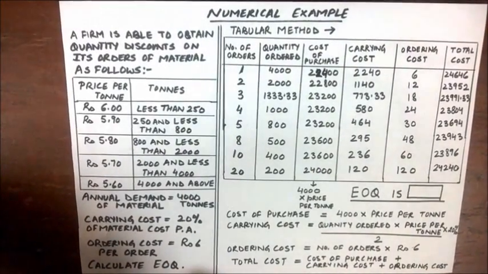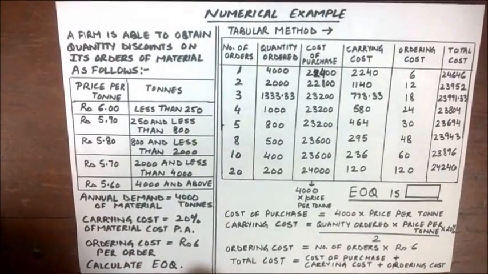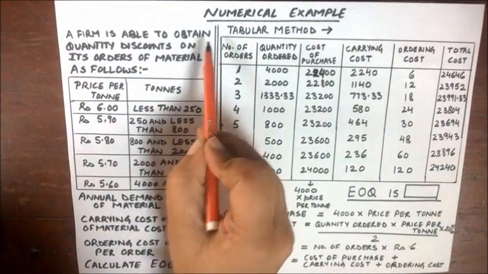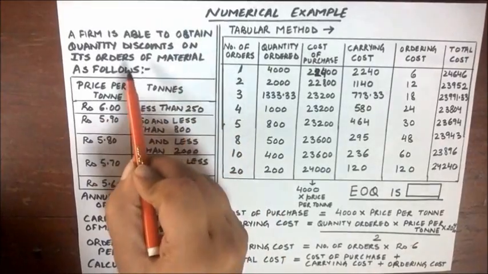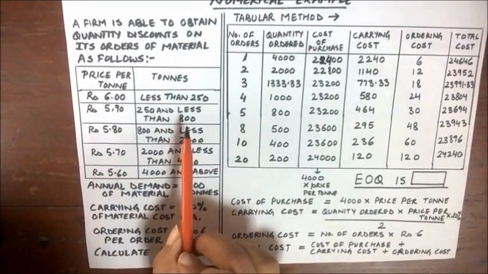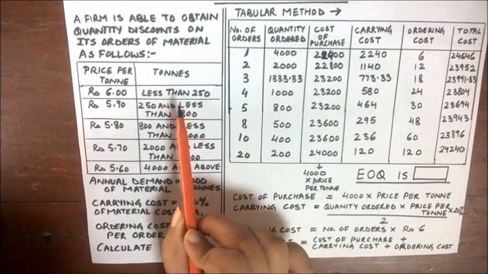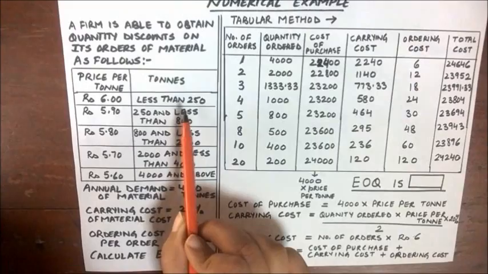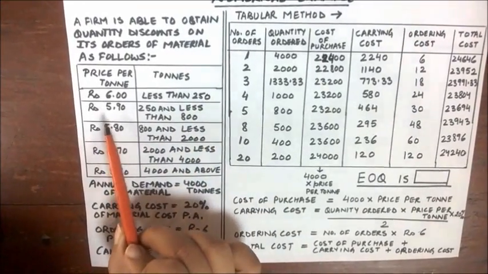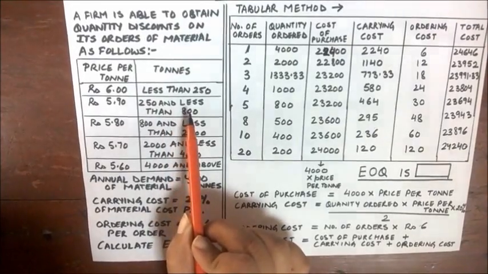Now we are going to learn the EOQ concept through a numerical example. So here we have the question. A firm is able to obtain quantity discounts on its orders of material as follows. The price per ton and the tons are given here. Rupees 6 would be the rate for quantity ordered which is less than 250 tons. A rate of 5.90 would be there for quantity 250 and less than 800.